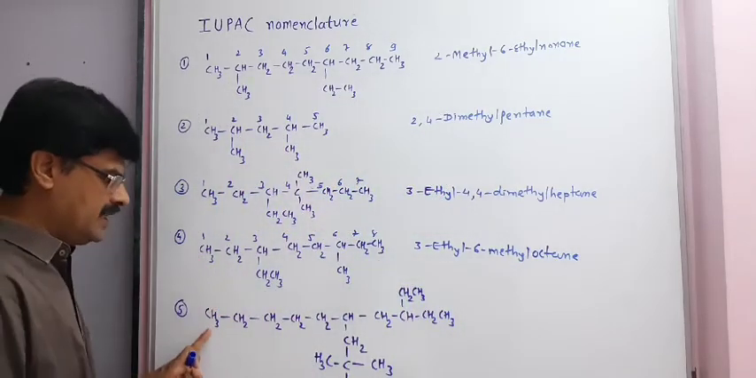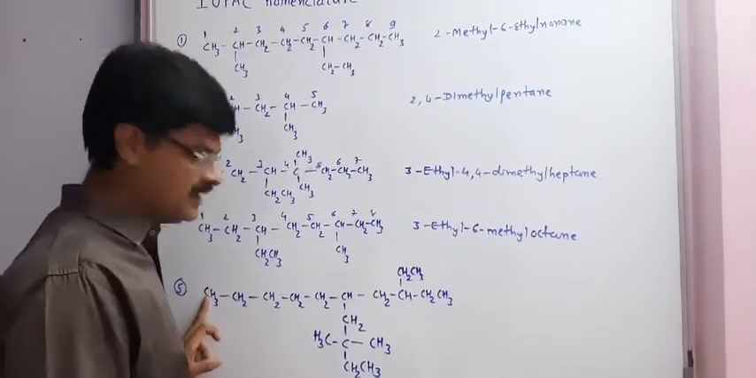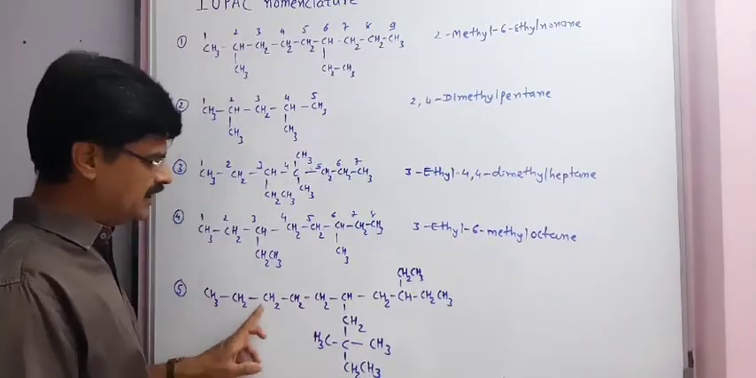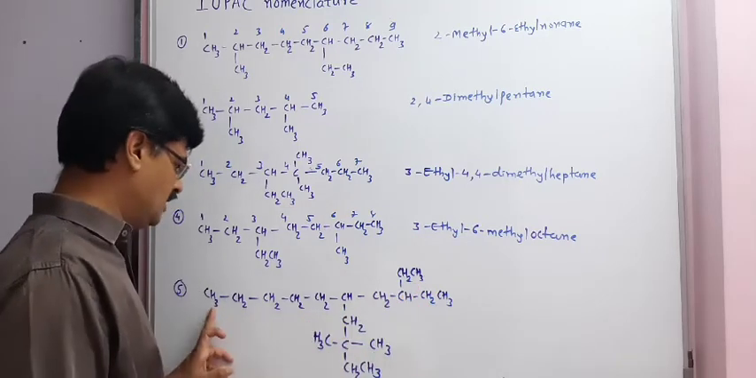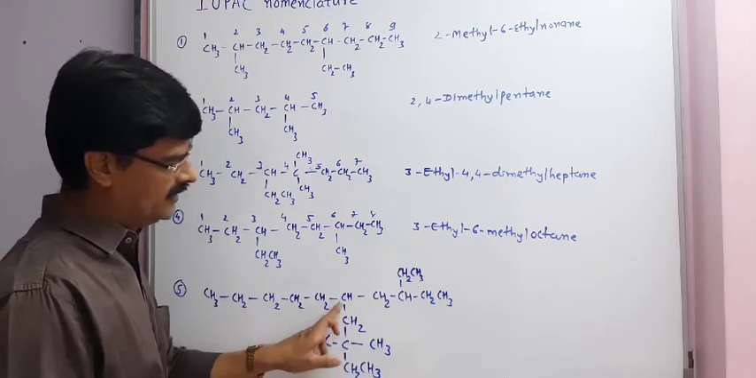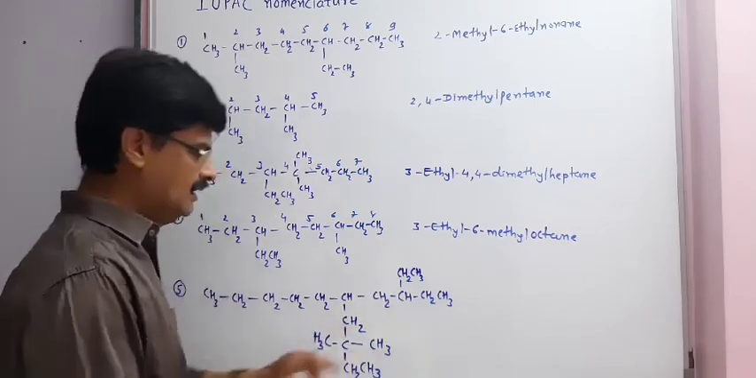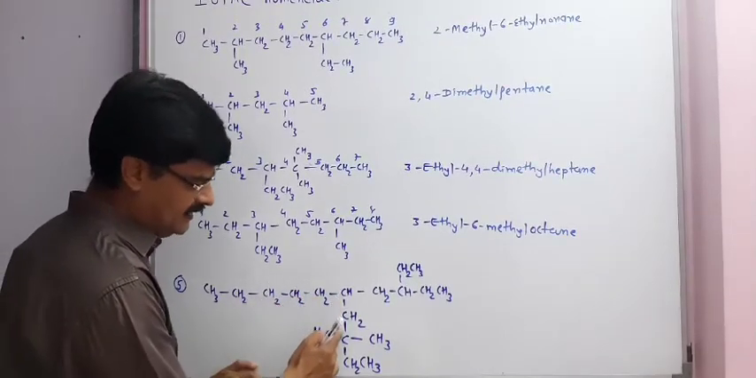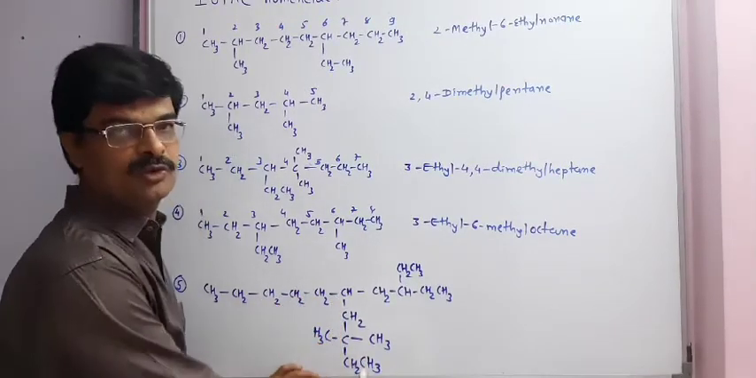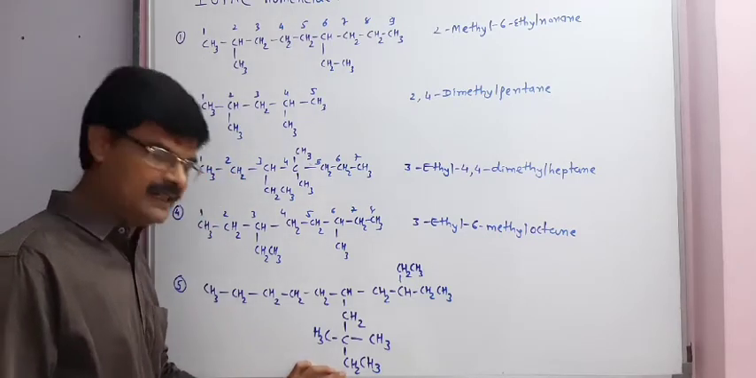Now next IUPAC name. First of all, decide the longest possible chain of carbon atoms, 1, 2, 3, 4, 5, 6, 7, 8, 9, 10. This way also we get 10. Even if we start from the other end, the number of carbon atoms in the longest chain will remain only 10.